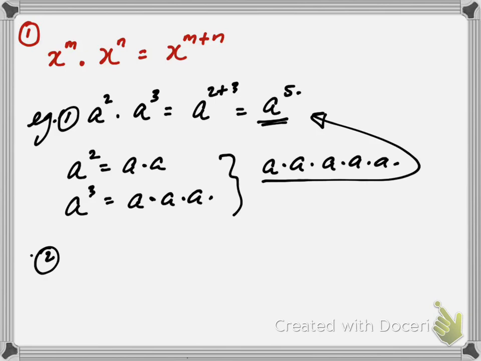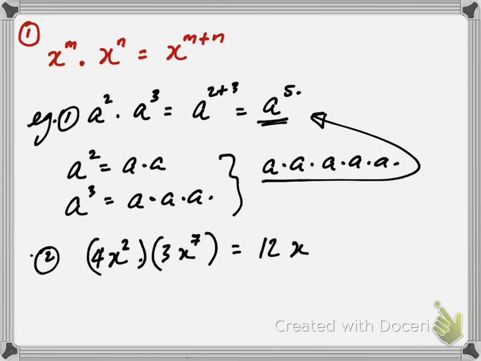Okay, so 4x to the power 2 times 3x to the power, let's say 7. Cool. So what you do is just multiply the numbers together, you get 12. Same base, add the powers 2 and 7, you get 9. Done. Okay, cool. Let's move on to the next one.